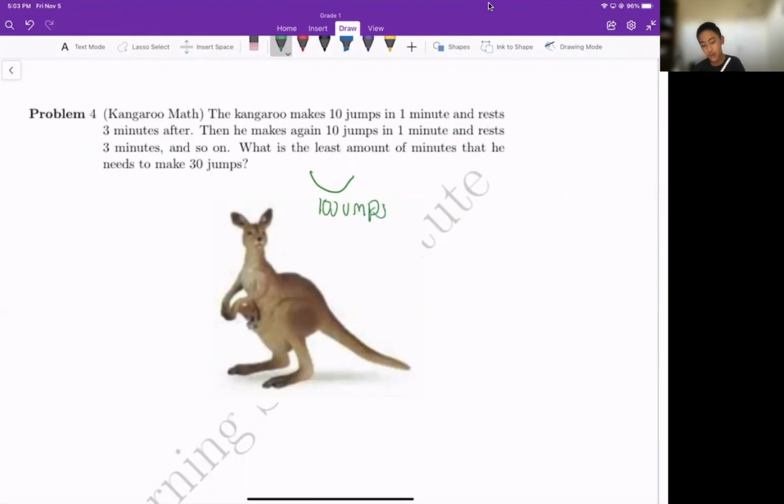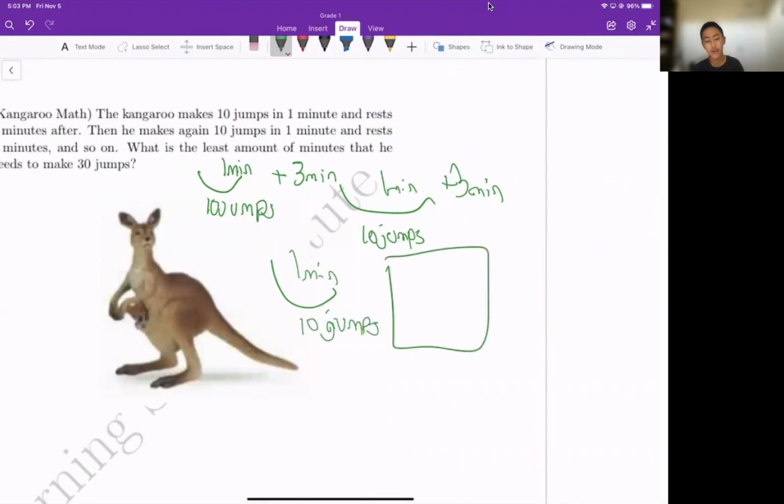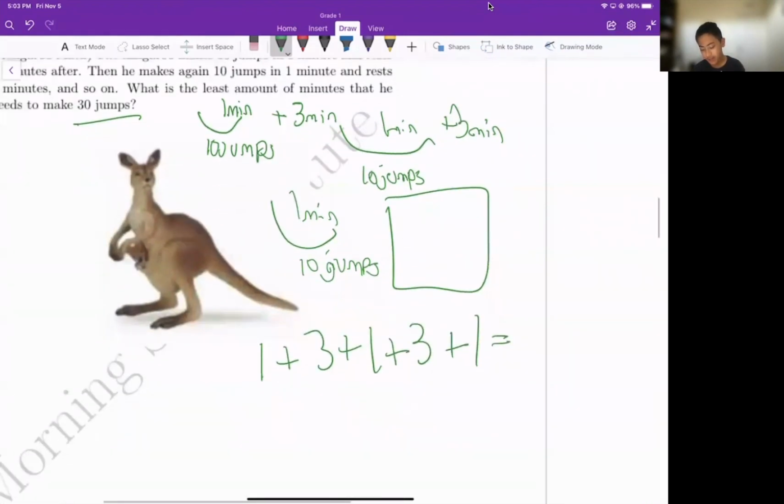10 jumps, 1 minute, plus 3 minutes of rest. And then another 10 jumps, 1 minute, plus 3 minutes rest. And then finally, another 10 jumps, 1 minute, but no rest because he already finished 30 jumps. So from here, we can do 1 plus 3 plus 1 plus 3 plus 1. And that gives us 9 minutes. So 9 minutes is your answer.